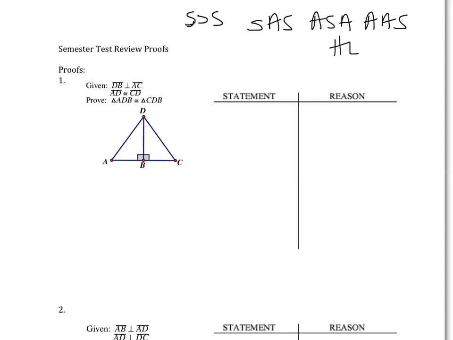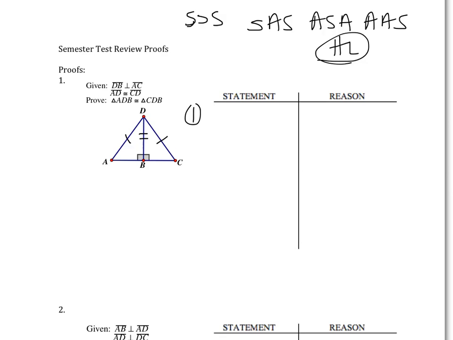So we are told that AD is congruent to CD. I'm going to mark that on my diagram. I'm also told that DB is perpendicular to AC, and that marking is already done for me. So at this point, there's only one other piece of information I can take from this diagram, and it's the reflexive property that DB is congruent to DB. I notice that DB is a leg for each of the triangles. AD and DC are the hypotenuses for each of the triangles, and I know that I have a right triangle in both cases. So I know that for this one I can use HL.